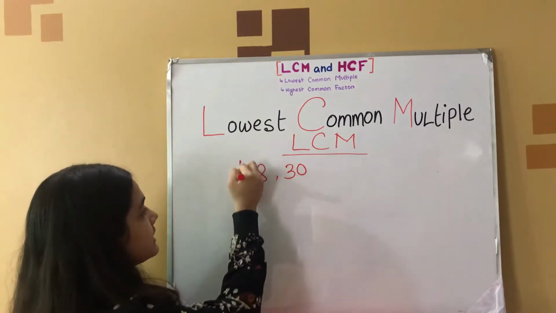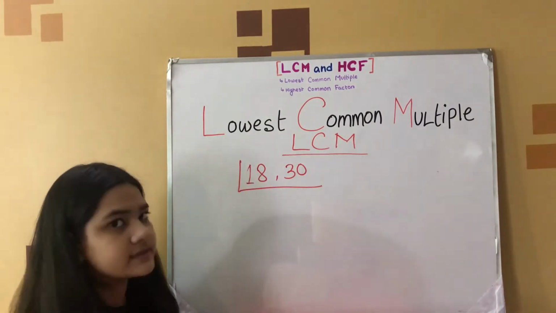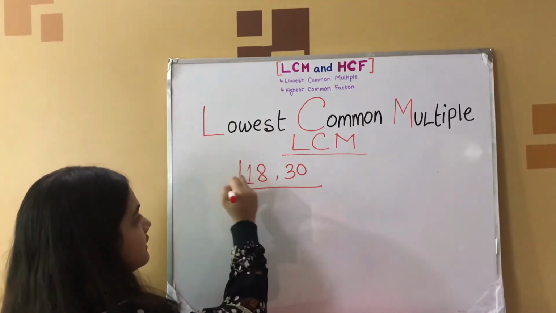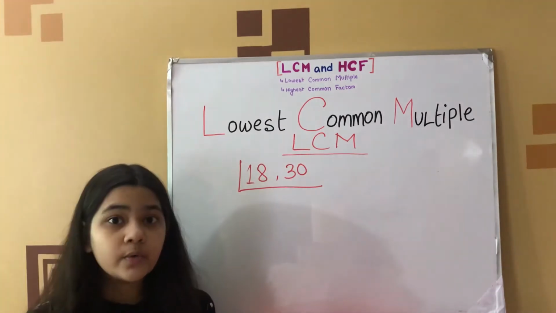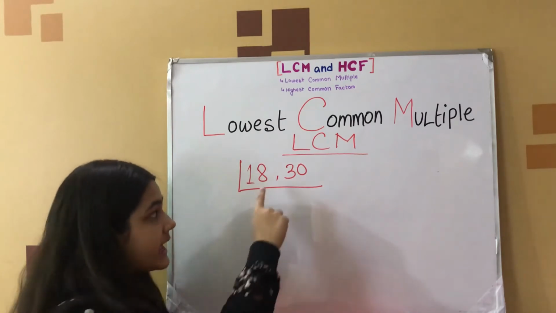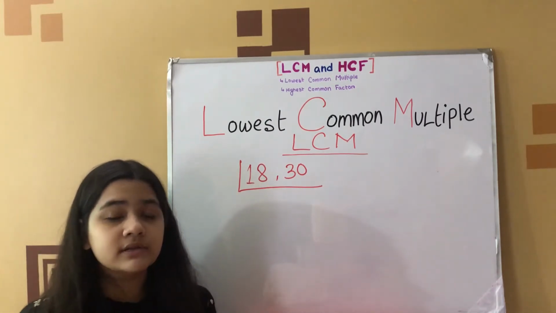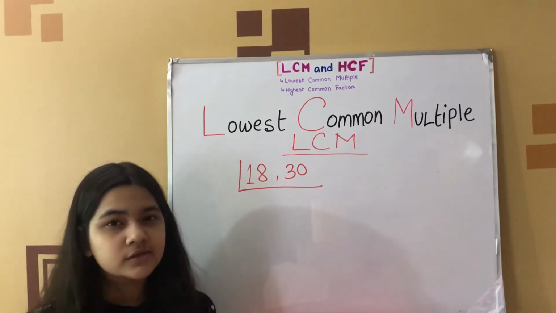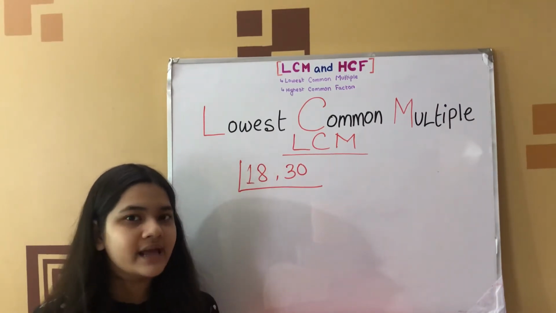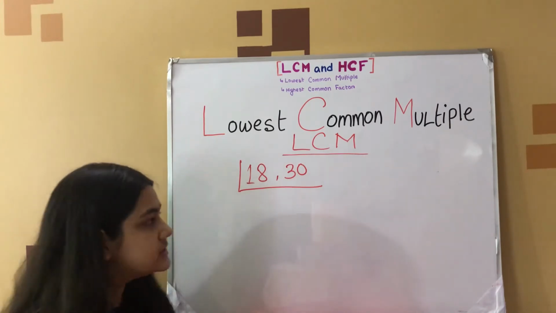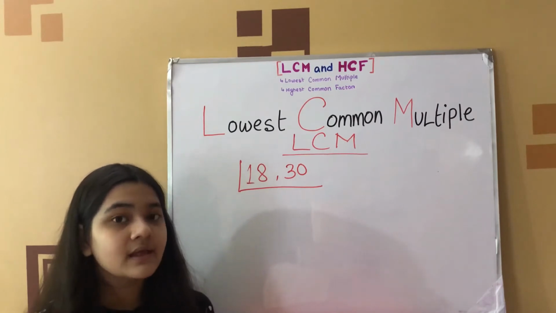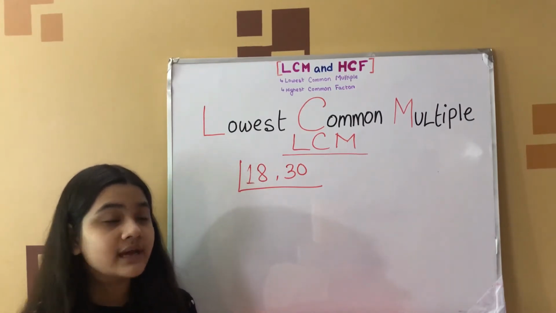So to find its LCM, I'm going to write it like this. I'm going to put a comma between the two numbers and then draw an L. Now we are going to look for the smallest number which can divide 18 and 30 without leaving any remainders. So what is that number? We are not going to use 1, so the next number is 2. Can 2 divide 18 and 30 without leaving any remainders? Yes, it can. So we are going to take 2.